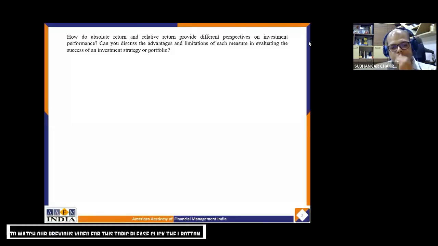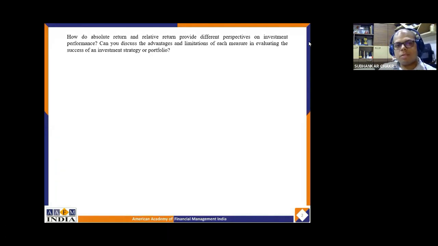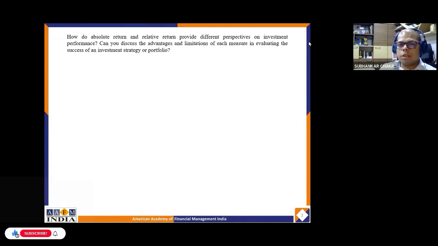How do absolute return and relative return provide different perspectives on investment performance? And the question was, can you discuss the advantages and limitations of each measure in evaluating the success of an investment strategy or portfolio? All right.